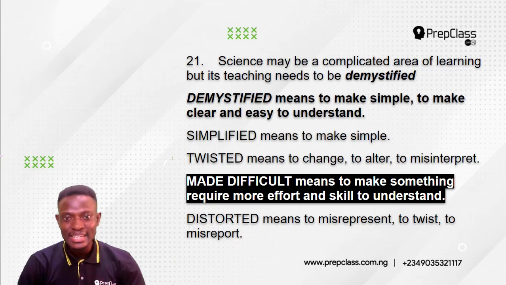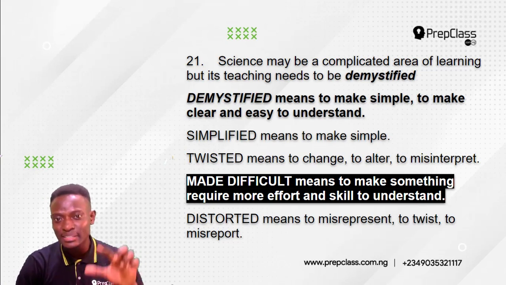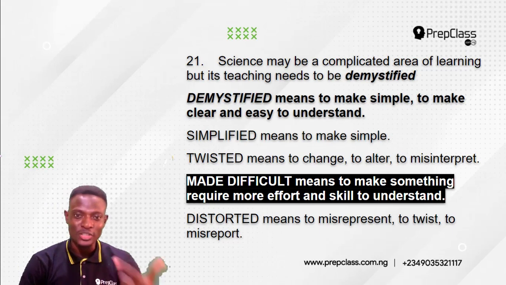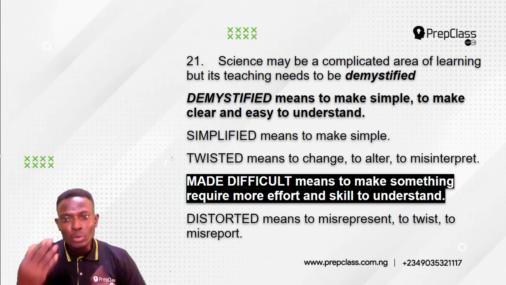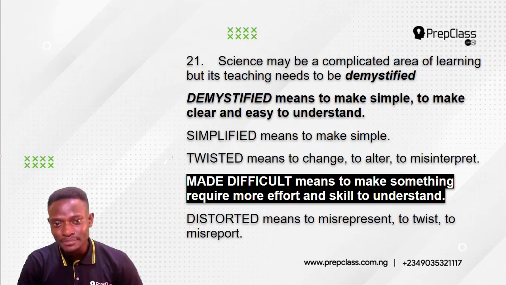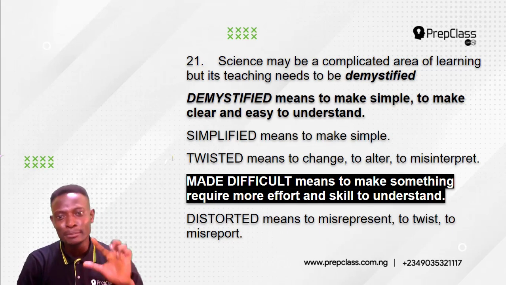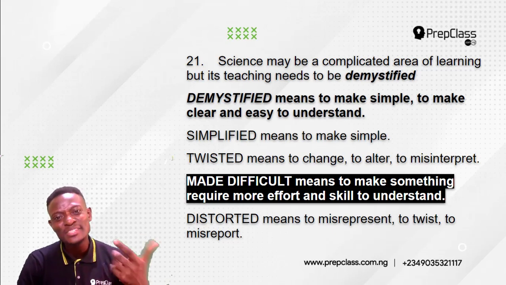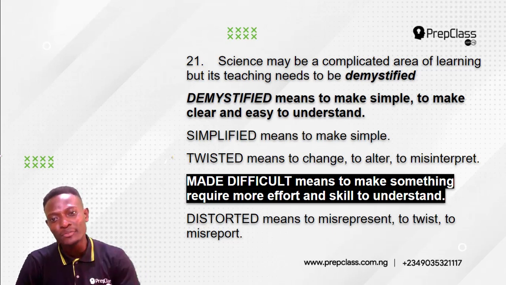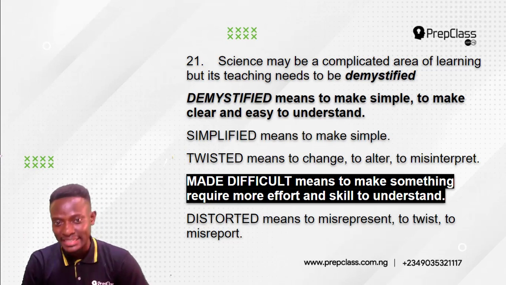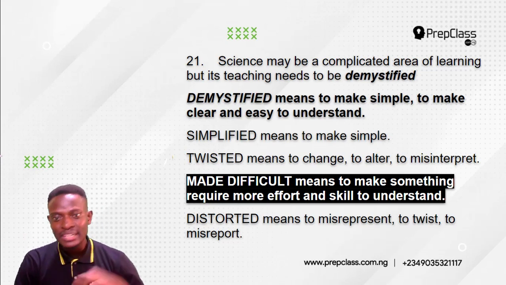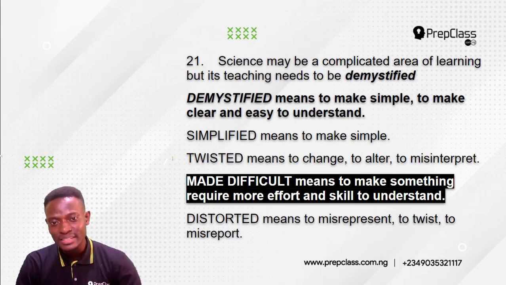Now, option A, simplified means to make simple. Option B, twisted. Twisted means to change, to alter or to misinterpret. Option C, made difficult. Now, made difficult means to make something require more effort and skill to understand. Option D, distorted. Distorted means to misrepresent, to twist or to misreport.